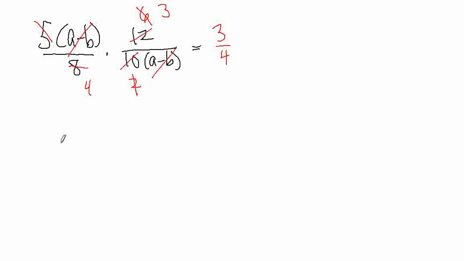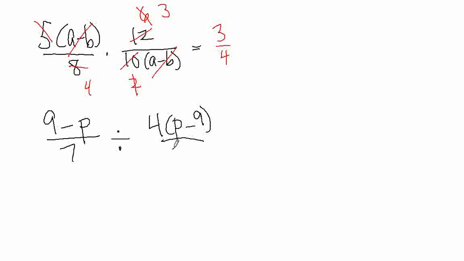What about a division now? Let's try that. So 9 minus p over 7 divided by 4 times p minus 9 over 21. Feel free to pause the video and try to solve this before I do.